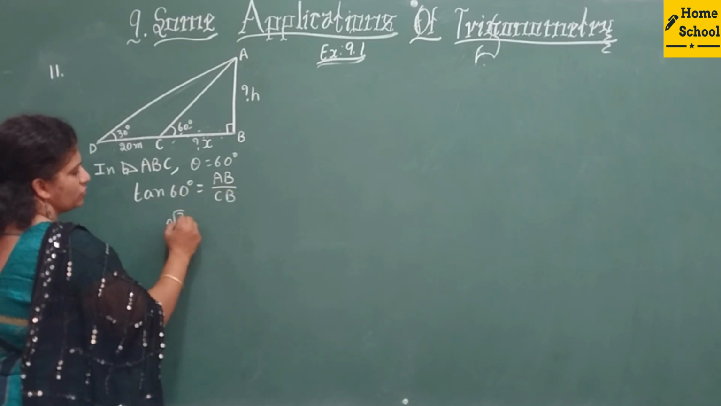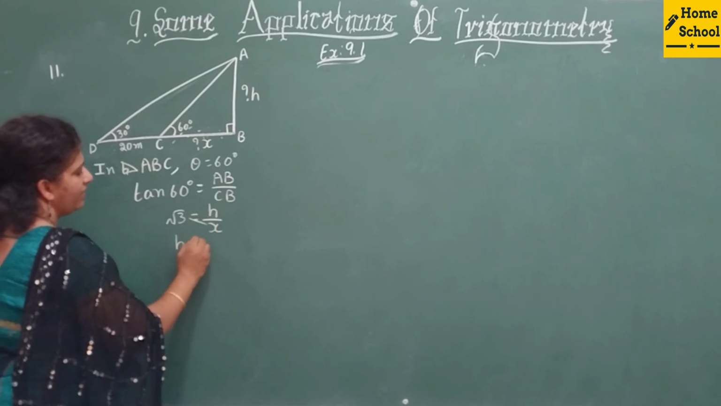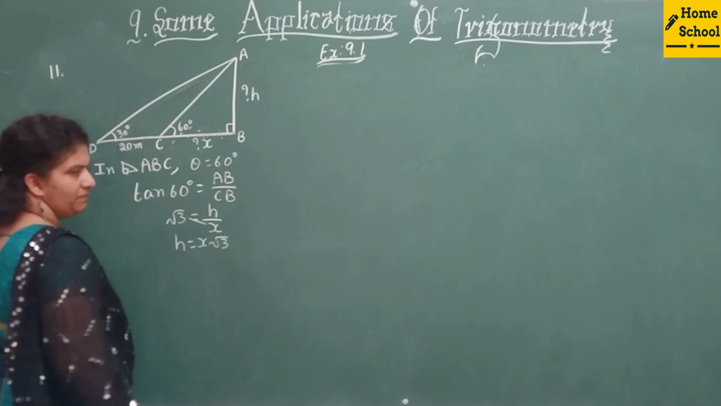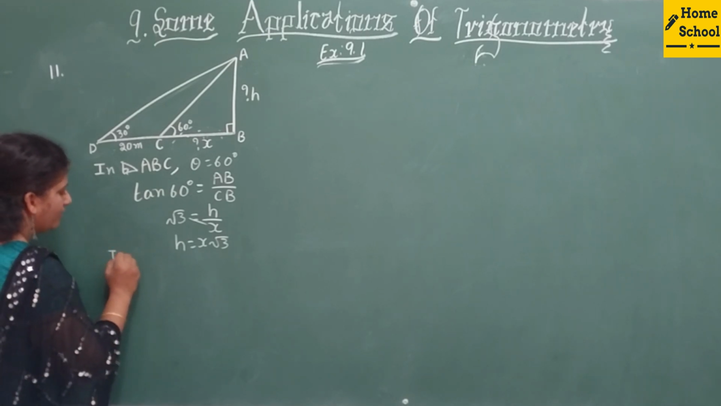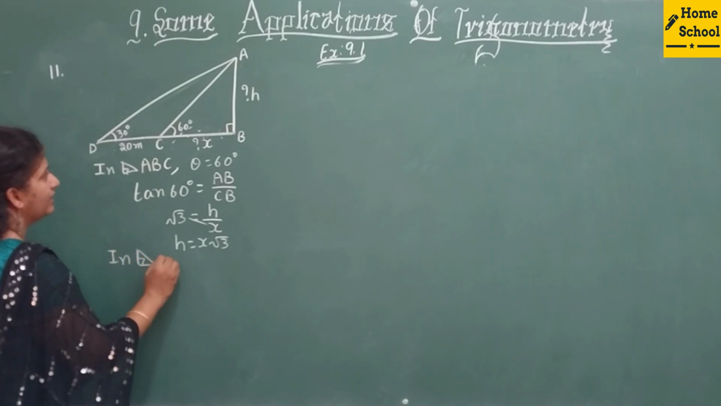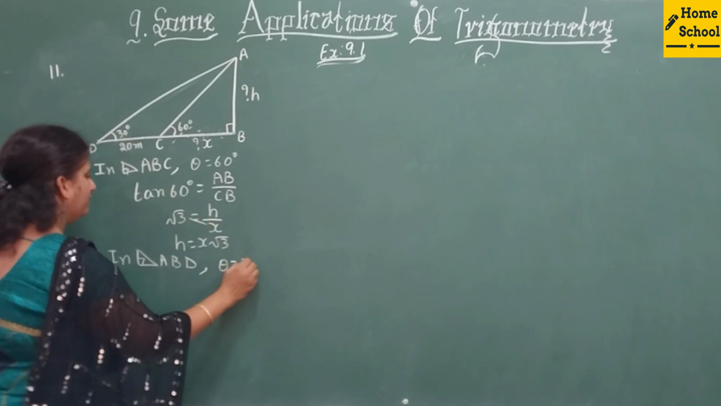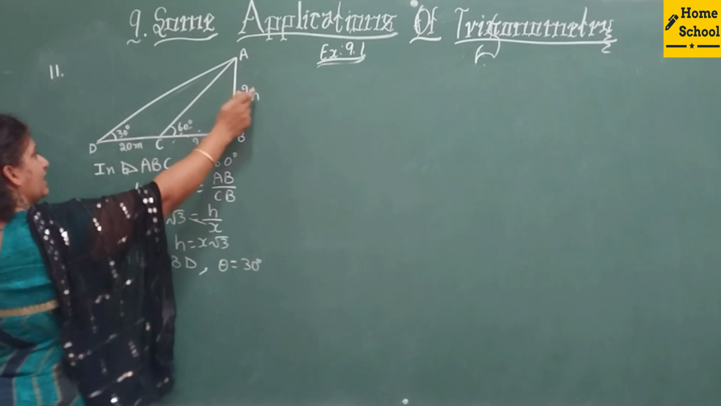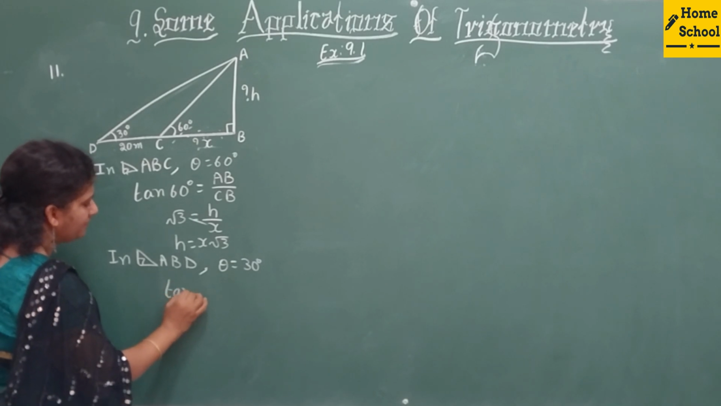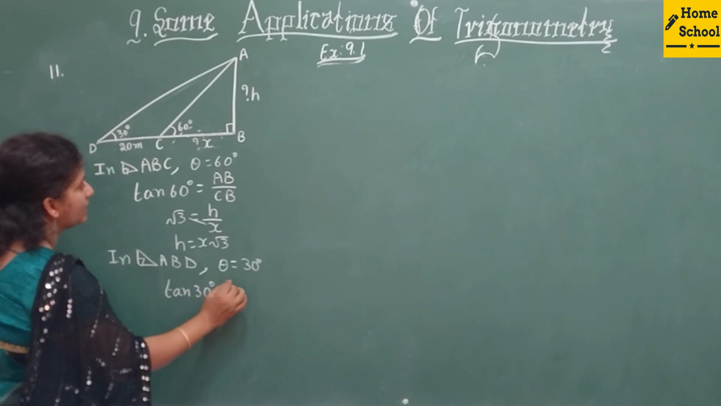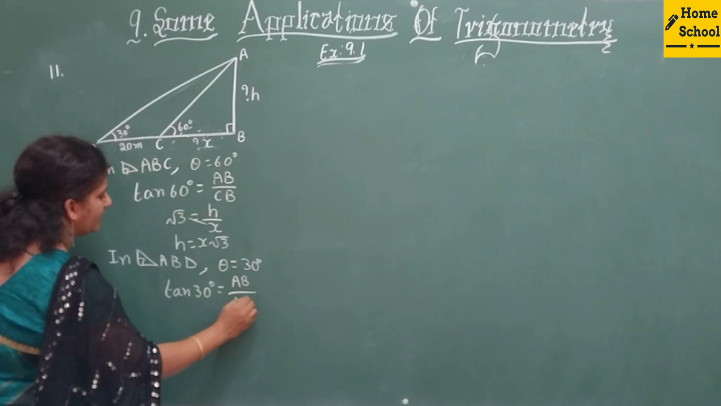Tan 60 value is root 3. AB is h, CB is x. Cross multiply, h is equal to x root 3, or root 3x also you can write. Now next right triangle. In right triangle ABD, theta value is 30 degrees. Now for this angle, this is opposite, this is adjacent, right? So tan 30 degrees is equal to opposite AB by adjacent DB.